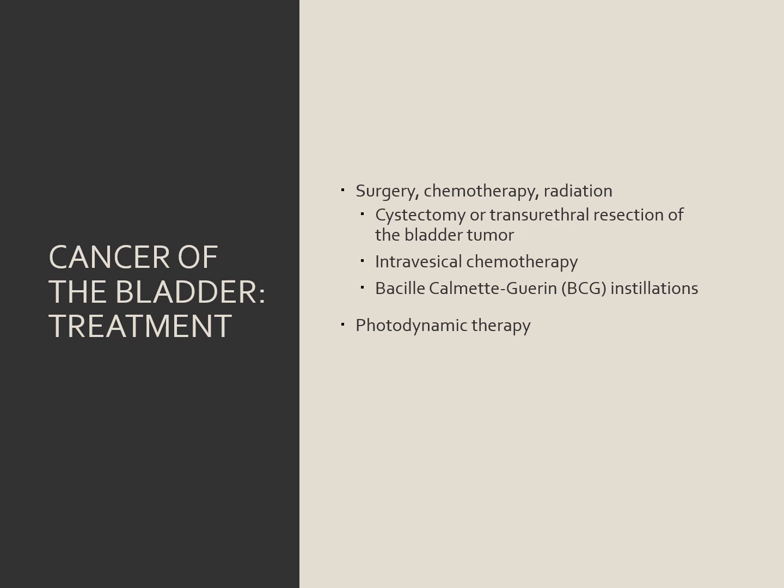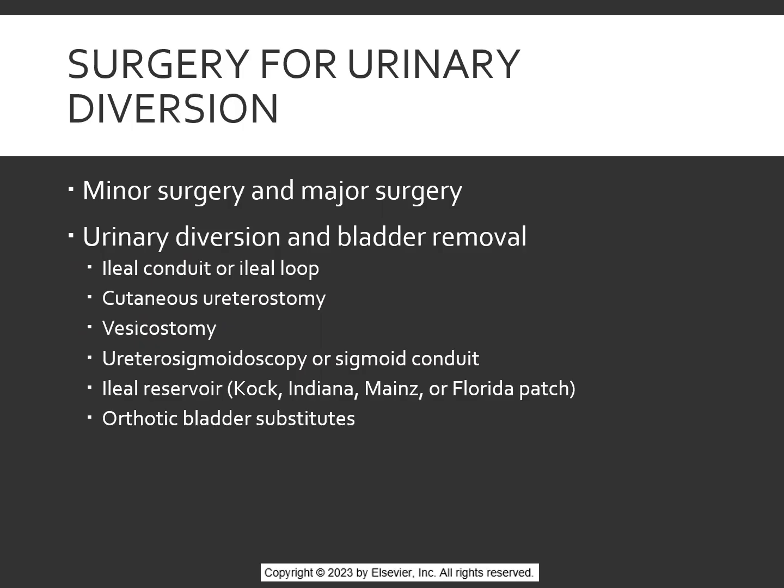BCG was originally used as a vaccine against tuberculosis. It has helped patients with bladder carcinoma in situ by reducing tumor recurrence and eliminating residual malignant cells after surgery. The solution is instilled into the bladder via a urinary catheter. The catheter is then clamped for 2 hours, and the patient's position should be changed every 15 to 30 minutes. Photodynamic therapy can also be used for superficial tumors.